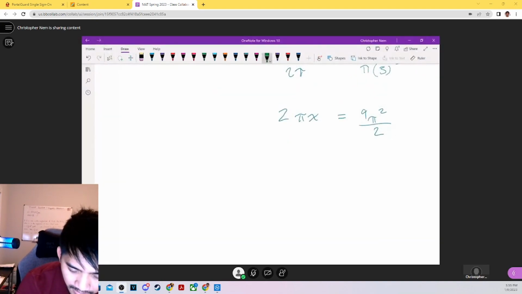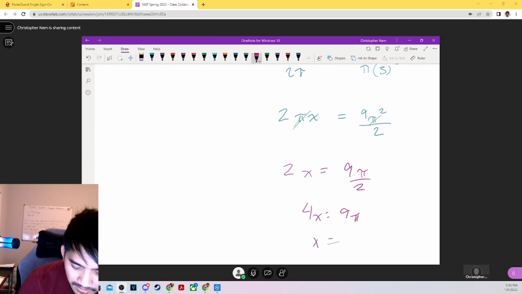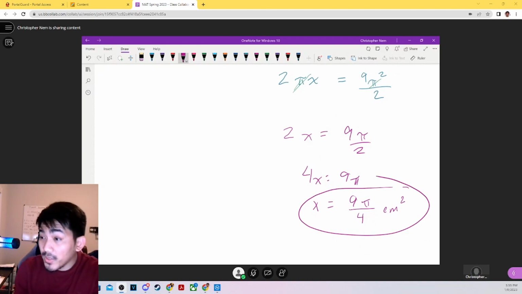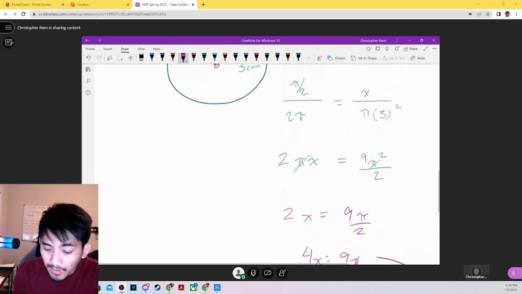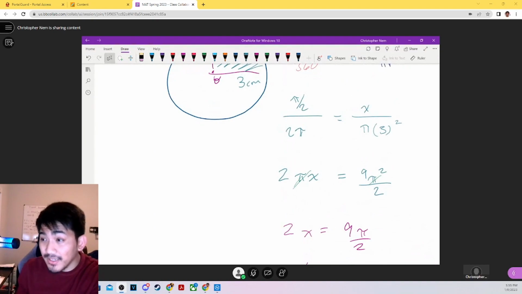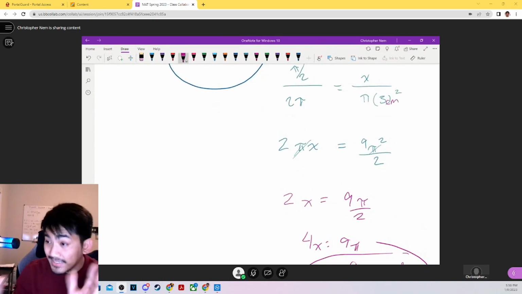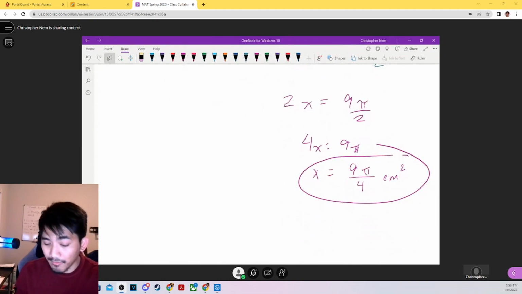Oops, sorry about that. One of the pi's will cancel out once you divide them out, so you have 2x is equal to 9 pi over 2. And then you have 4x equals 9 pi, x is equal to 9 pi over 4. And this is going to be units, centimeters squared. Remember, we're doing area. It's always going to be squared. And you'll notice that when I had 3 centimeters, centimeters times centimeters is centimeters squared. So I should have put that in there to get the idea that it's going to be 9 pi over 4 centimeters squared. That's how we calculate sector area.